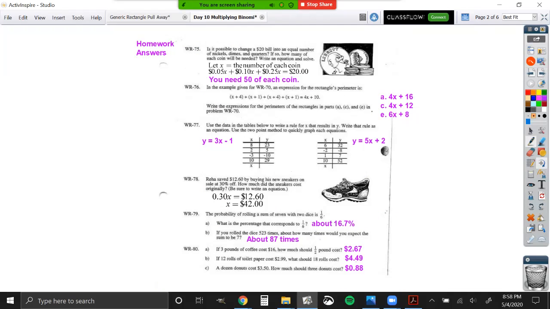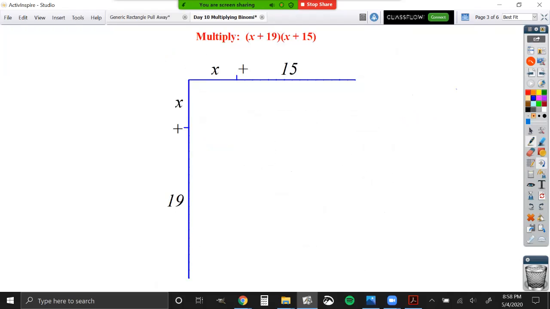Yesterday, you can pause, take a look at your homework answers, see if you got all those right on your homework that you turned in. And now let's move on to this.